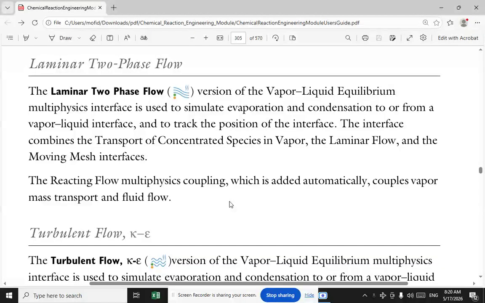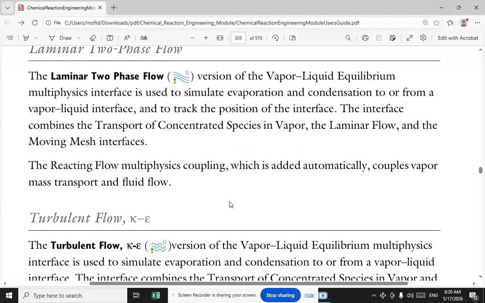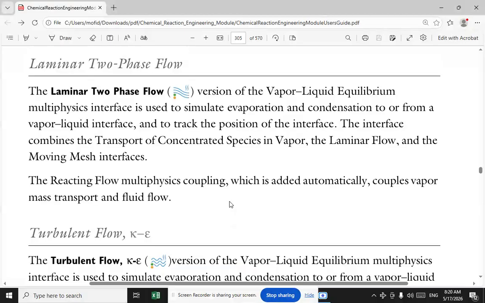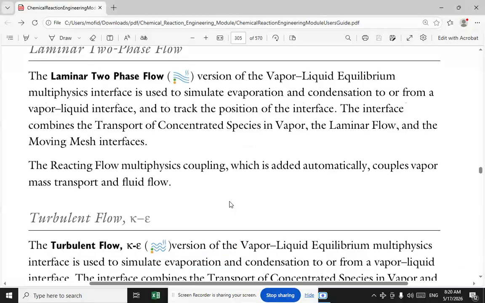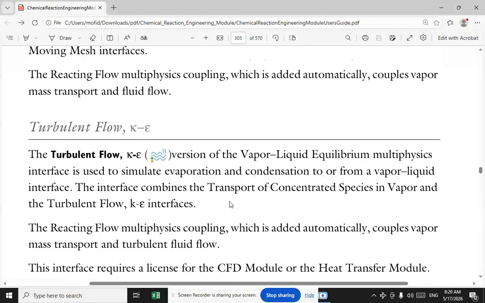Now I want to go through the laminar two-phase fluid version of the vapor liquid equilibrium multiphysics interface. It is used to simulate evaporation and condensation to or from a vapor liquid interface and to track the position of the interface. The interface combines the transport of concentrated species in vapor, the laminar flow, and the moving mesh interfaces. The reacting fluid multiphysics coupling, which is added automatically, couples vapor mass transport and fluid flow.